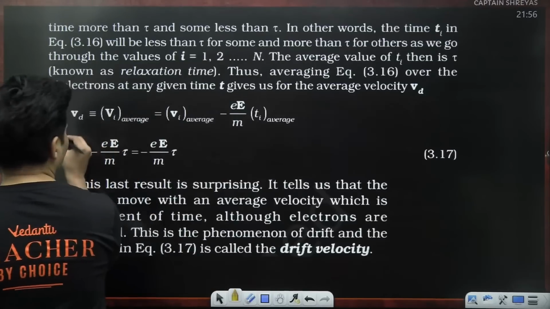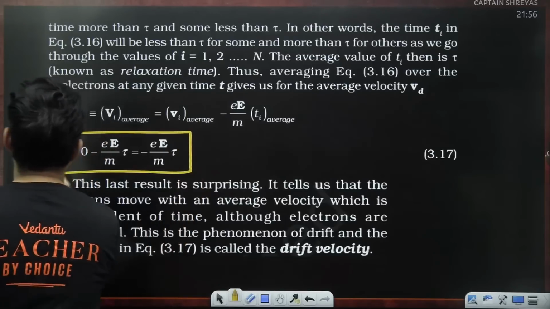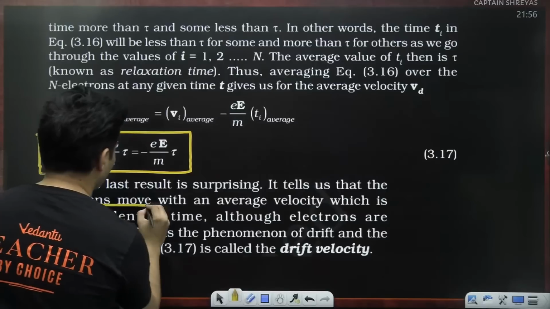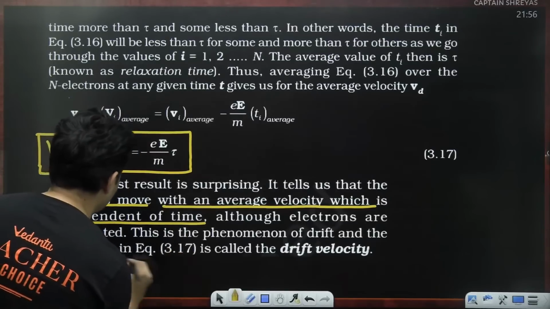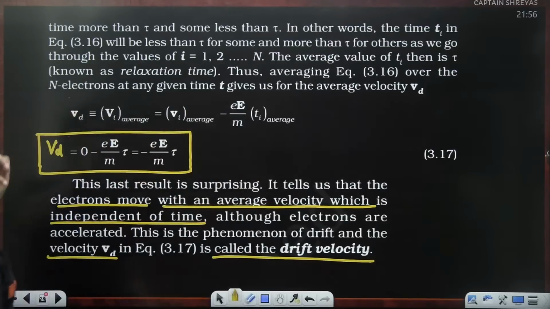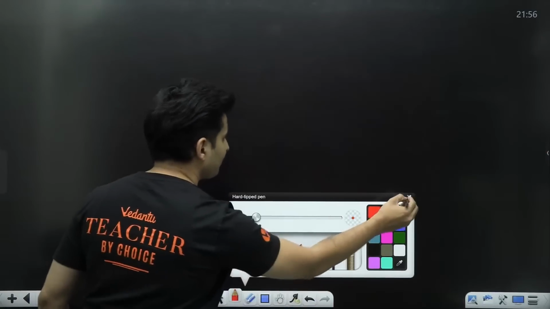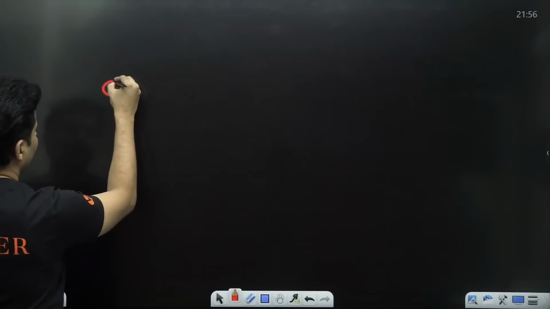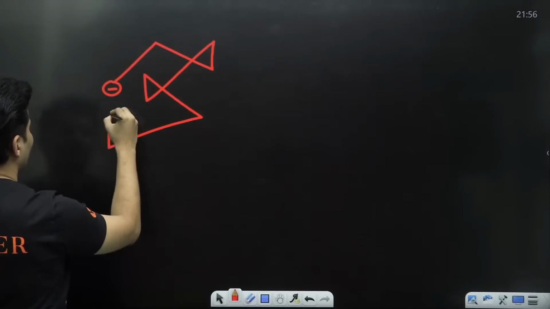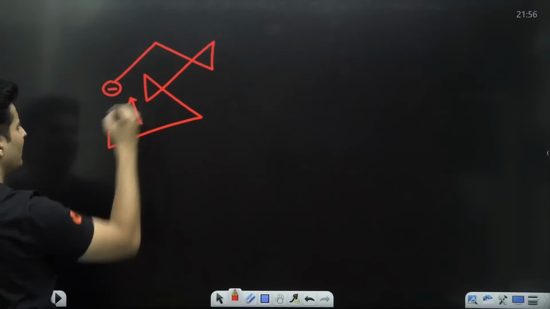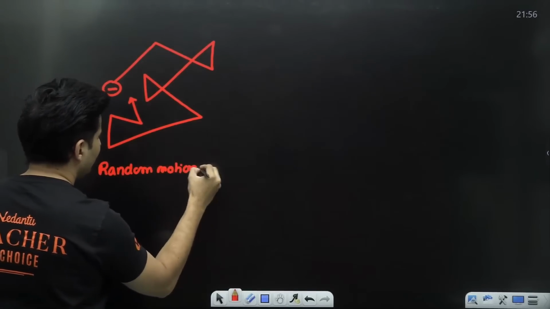Okay, so again, this particular formula of drift velocity is very important. It tells us that electrons move with an average velocity which is independent of time, and this is called the drift velocity. So what is basically explained over here? Let's understand. If you look at the life of any electron, it hits somewhere, hits somewhere, hits somewhere inside that solid. It is moving randomly. So there is random motion of the electron.